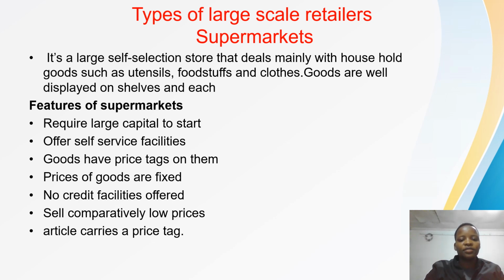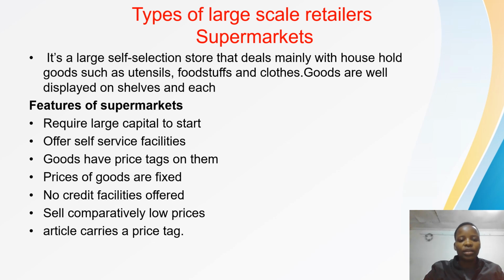So we have different types of large-scale retailers. The first one we are going to look at is supermarkets. A supermarket is a large self-selection store that deals mainly with household goods such as utensils, foodstuffs, and clothes. Goods are well displayed on shelves, and the customer is able to serve themselves.